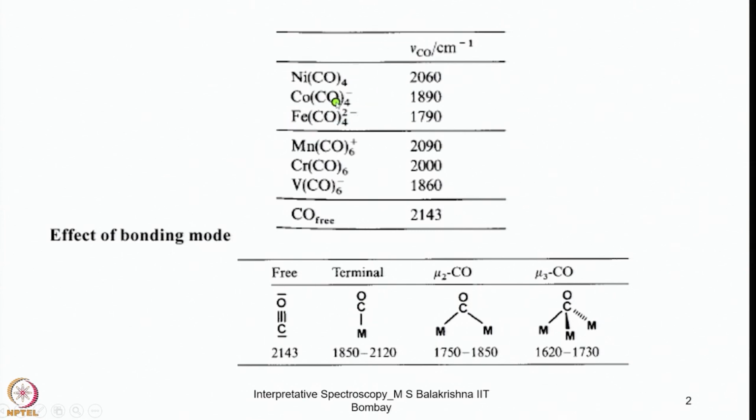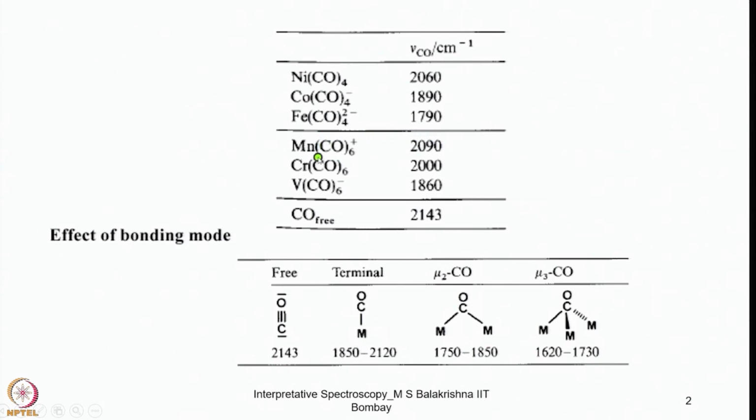Similarly, we have a dianionic iron compound, for example Na2Fe(CO)4. Its stretching frequency drops even further to 1790 because two negative charges are there. When we look at positively charged metal ions such as Mn(CO)6 plus, the metal is a reluctant pi donor because of the positive charge. As a result, there is not much change in the stretching frequency of carbon monoxide, and it is towards the higher side. That means the CO bond is more stable and the M-C bond is relatively longer.